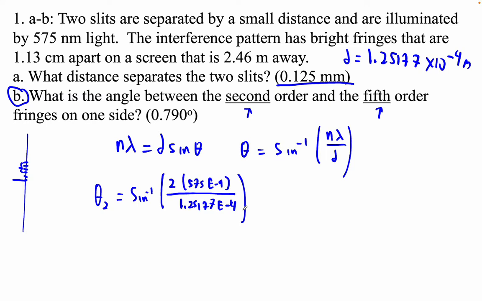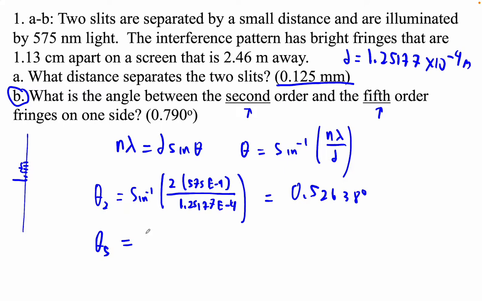Or I would do degrees, times 575 e minus 9 divided by that answer that I just got. Right parenthesis. And I'm getting that this angle is really small. This guy is in degrees 0.52638 degrees. And then let's find theta for the fifth order.